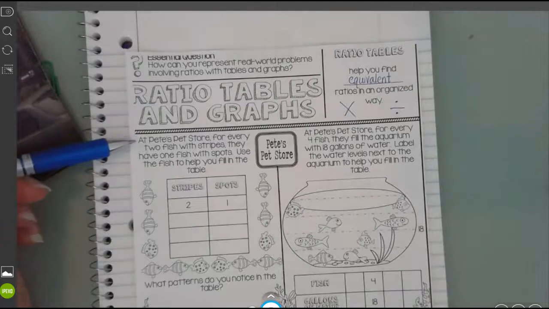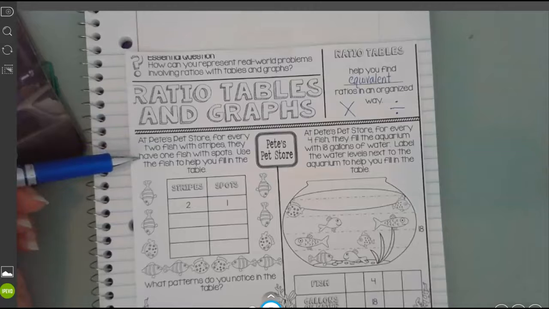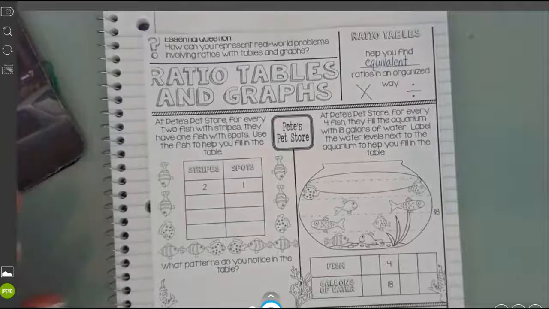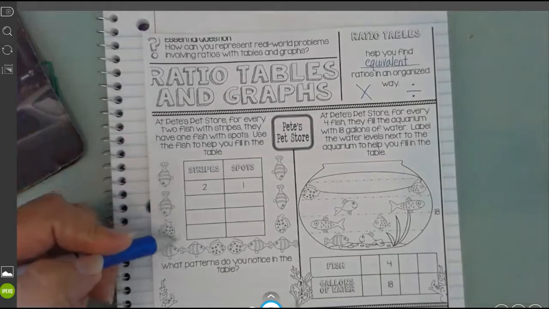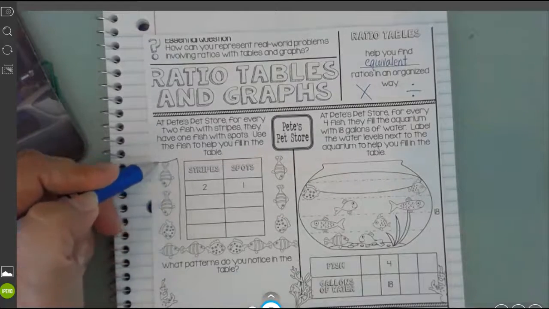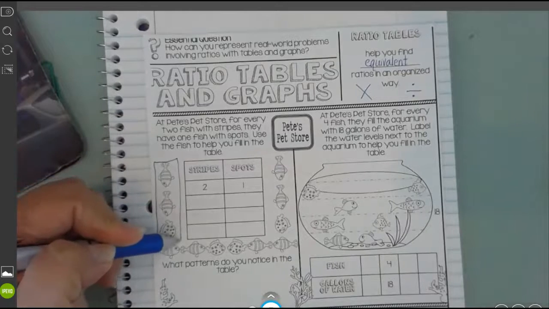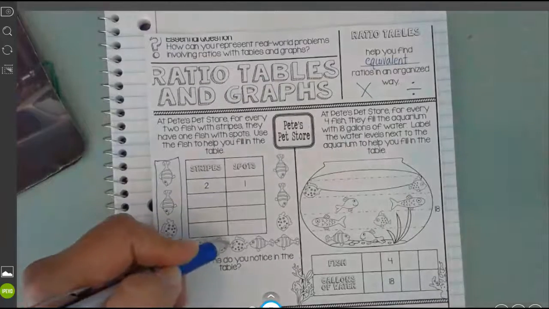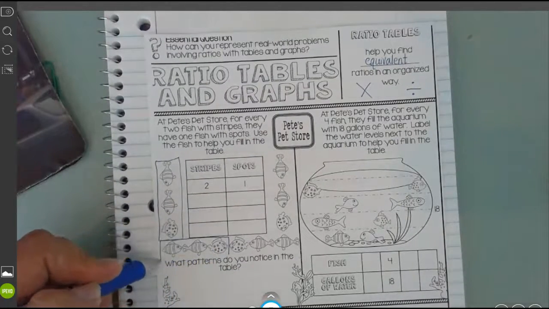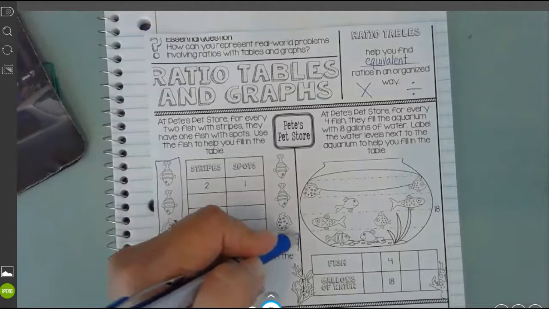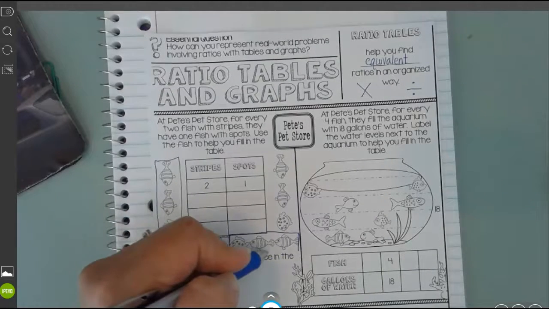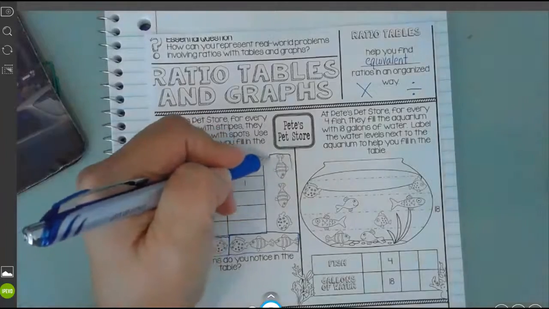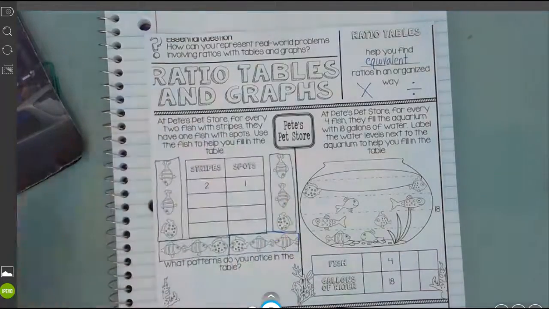Let's look at this part where it reads, at Pete's Pet Store, for every 2 fish with stripes, they have 1 fish with spots. Use the fish to help you fill in the table. Sometimes I like to be a visual learner, and so this is what I'm going to do in this case. I'm going to box in 2 striped fish and 1 spotted fish. And again, I'm going to box in 2 striped fish, 1 spotted fish, and I see over here 2 striped fish and 1 spotted, and I also see here 2 striped and 1 spotted.